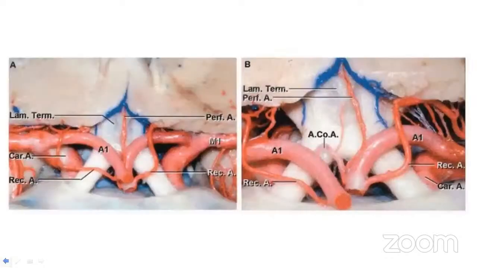So here you can see the junction. Basically, both the A1s are lying side by side, not lying adjacent equally. The right A1 is lying slightly superior and above the left one. So when it is retracted, you can visualize the tortuous ACOM, the anterior communicating artery, behind that. Here you can see the single perforating branch being given off on the left side by the anterior communicating artery, while here is the lamina terminalis. Here is the optic nerve, the cranial nerve, upon which they are lying.